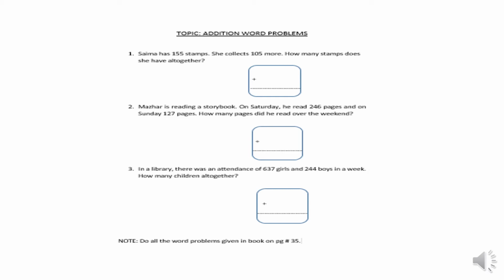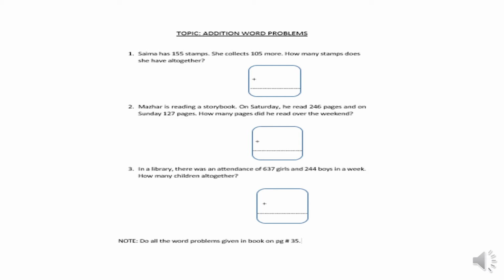So when you add 5 with 1 that is carried to the tens column, you get 6 tens. And in hundreds, you have 1 plus 1, and the answer will be 2. So the total stamps she has collected will be 260. That is 200, 6 tens and 0 ones.